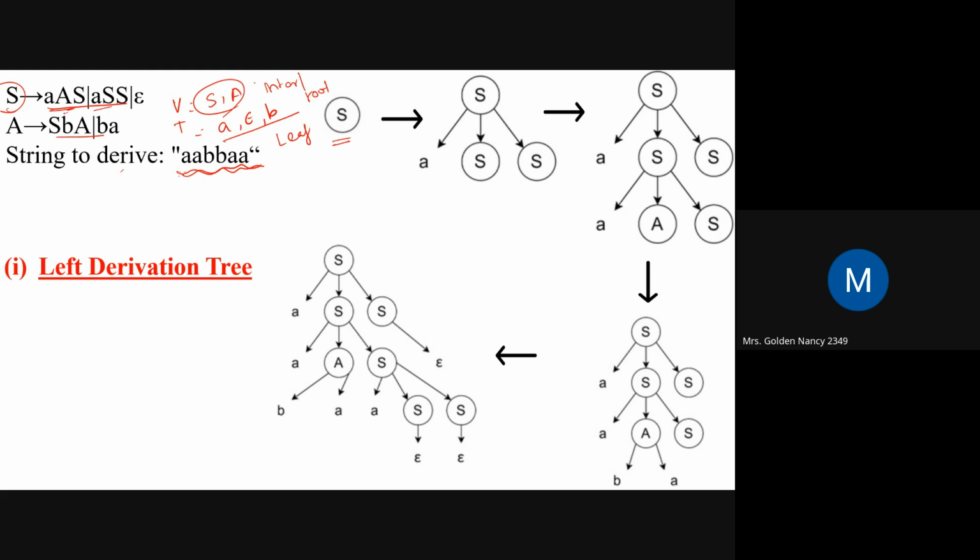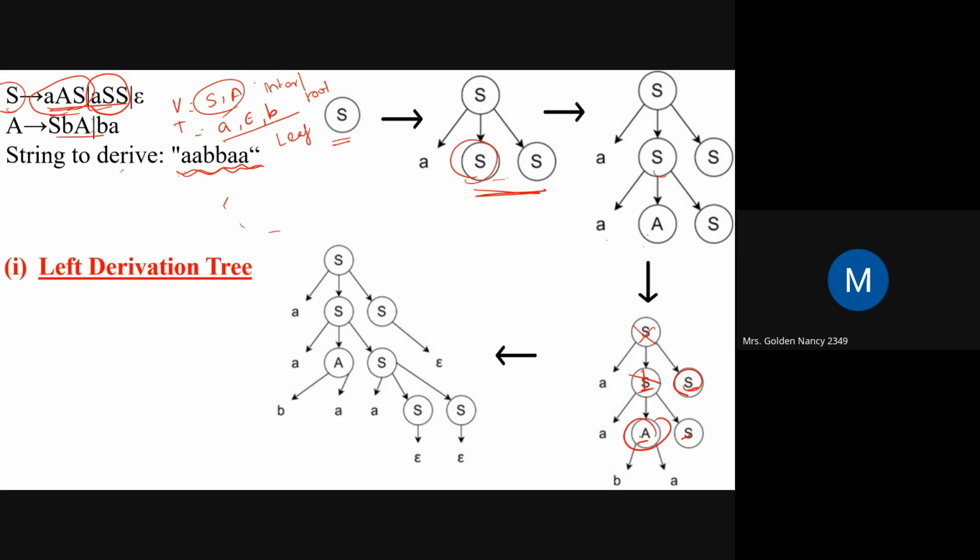I have chosen the second production, a S S. Out of these two non-terminals, I'm choosing the leftmost to derive the string. Next I have chosen small a, so I'm using this first production. Now I have generated this. From this I'm choosing the next leftmost. From S, I have generated capital A S, and this S is there. This is completed. Out of these three non-terminals, I'm choosing the leftmost to derive the string.